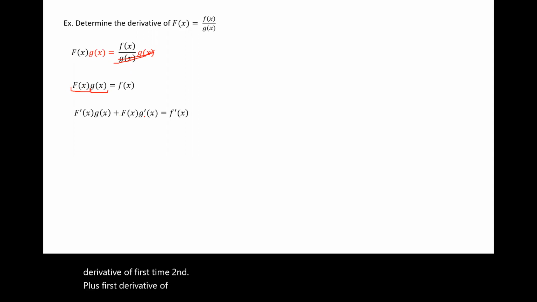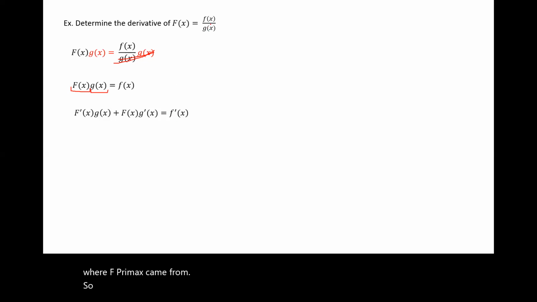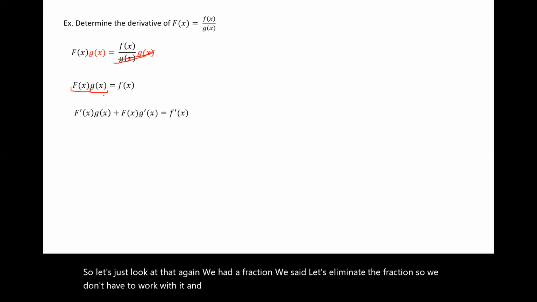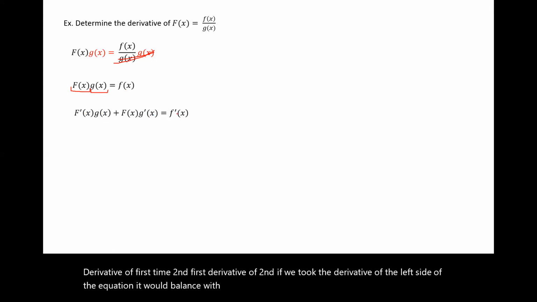The derivative rule says derivative of first times second plus first times derivative of second. Now if we've taken the derivative of the left-hand side, to keep the equation in balance, we take the derivative of the right-hand side. And that's where F prime of x came from. Let's look at that again. We had a fraction. We said let's eliminate the fraction so we don't have to work with it. Then we can use the product rule because we already know it. If we took the derivative of the left side of the equation, it would balance with the derivative of the right side.